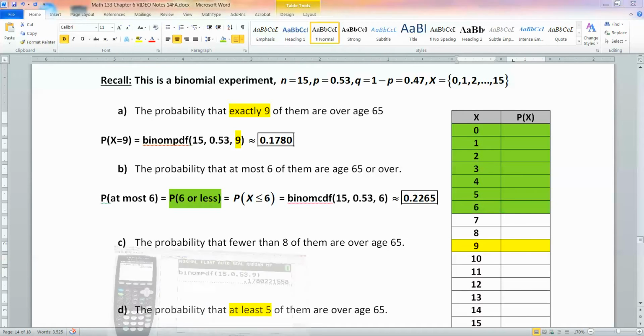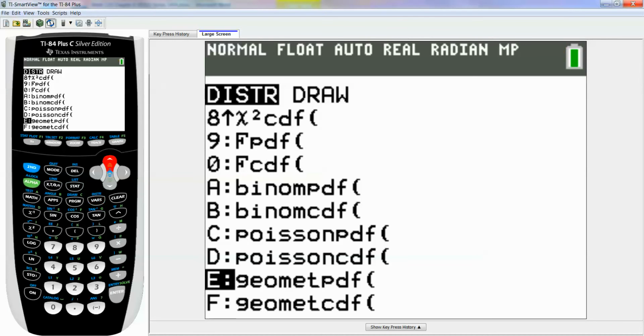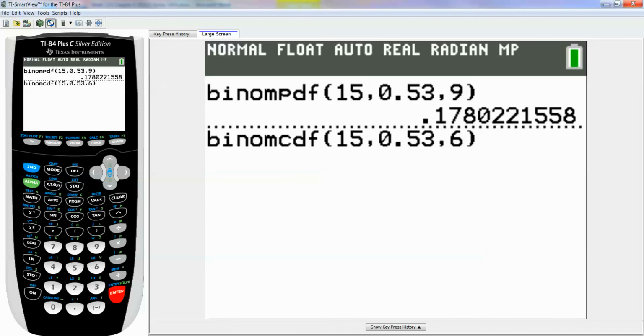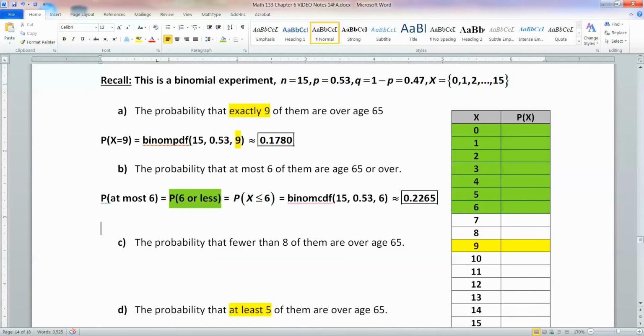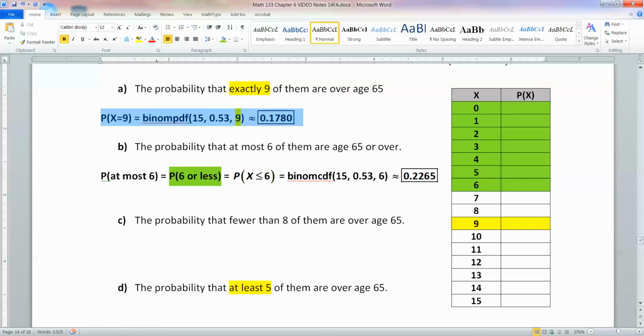So you can see I've already found it, but let me find it again for you. So you say second distribution is binomial CDF, and you'll say 15, .53, and I want it to stop at 6. Enter. And then I get 0.2265, and that's where I got that result from. So I didn't actually have to find any of these individual probabilities, right? Think about what that means. There's 7 probabilities in here. You could find all 7 of them using the rules that you use for letter A, but why would you want to if the calculator is going to add them all up for you?